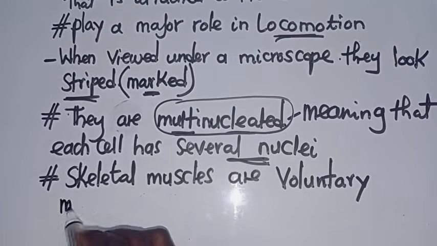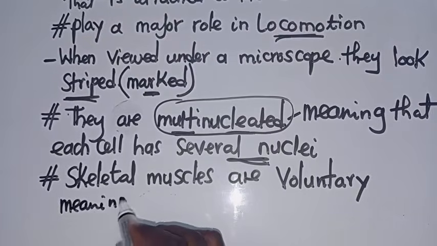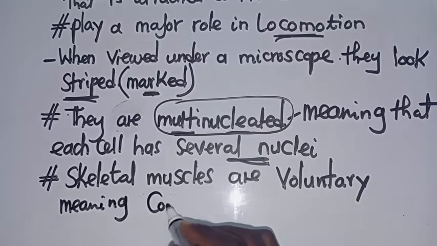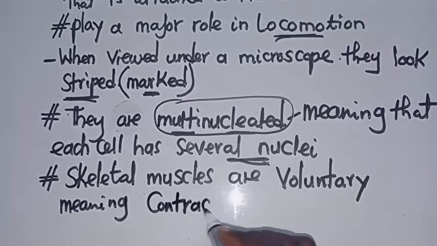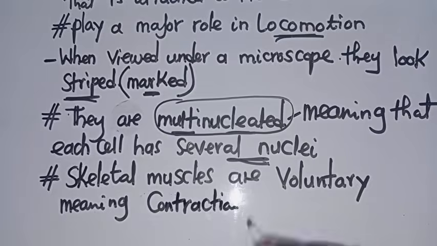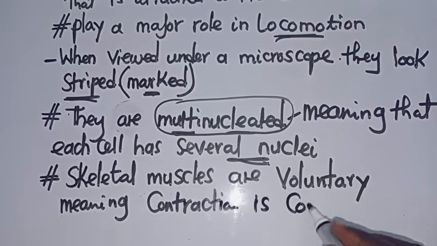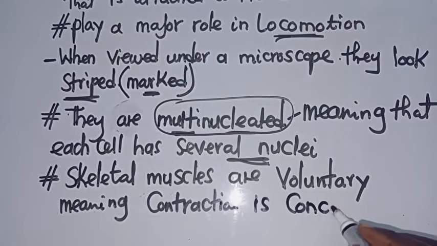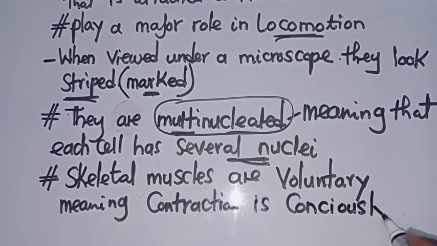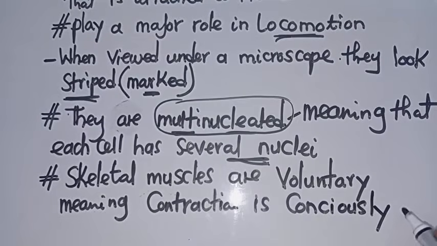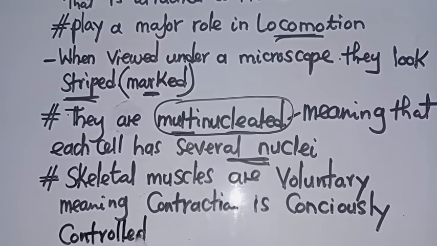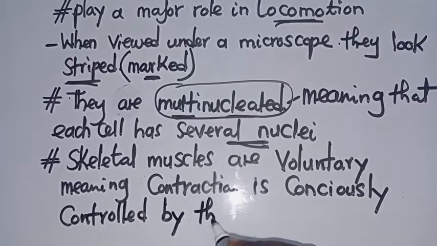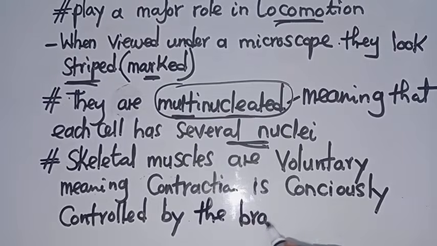So I'm going to say that, meaning the contraction that gets to happen. So the contraction is what gets to happen consciously. This is it, and I want you to understand it. It gets to be controlled by the brain.